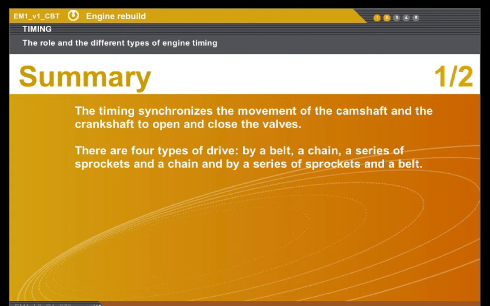In this section, we covered the following points. The timing synchronizes the movement of the camshaft and the crankshaft to open and close the valves. There are 4 types of drive: by a belt, a chain, a series of sprockets and a chain, and by a series of sprockets and a belt.